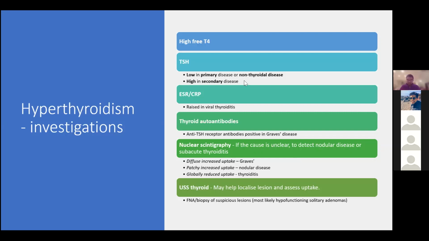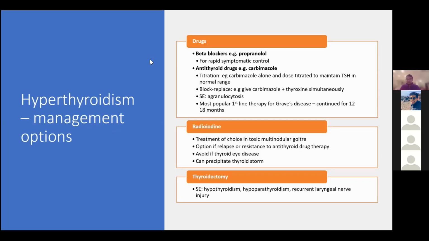So how do you treat a patient with hyperthyroidism? As I said before, initially you want to symptomatically control them. This can be done through things like a beta blocker, obviously taking into account that they don't have any contraindications to that. Then you'd be thinking about starting an antithyroid drug. There are different options available: carbimazole is one, propylthiouracil is another.